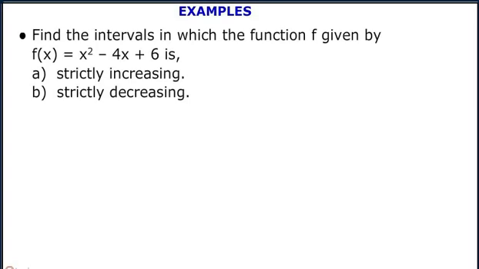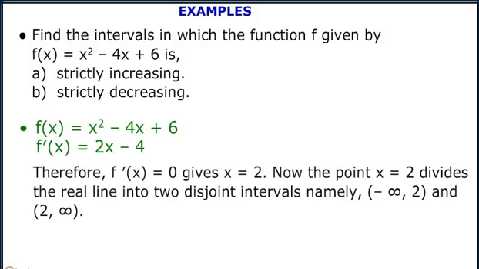Let us take an example. Find the intervals in which the function f given by f of x equals x square minus 4x plus 6 is a, strictly increasing, b, strictly decreasing. Now f dash x is equal to 2x minus 4. Therefore, f dash x equals 0 gives x equal to 2.